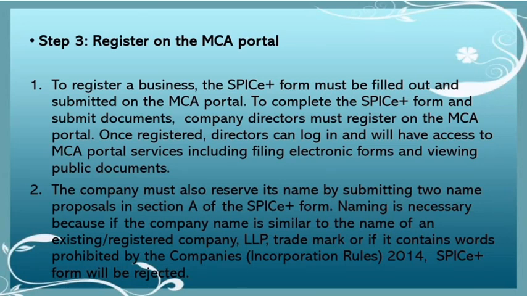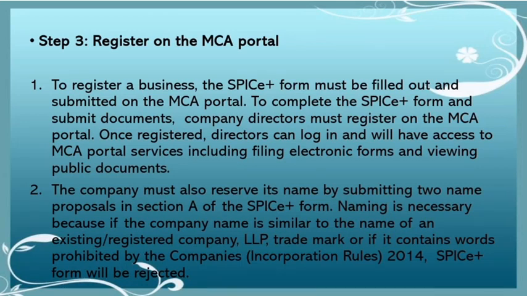If the SPICE Plus form is rejected because the company name is not approved, the applicant must resubmit another SPICE Plus form to set a new name by paying the prescribed fee. However, upon approval of the name submitted in Part A of the SPICE Plus form, the name will be reserved for a period of 20 days, during which the company must complete Part B of the SPICE Plus form and submit the form online.